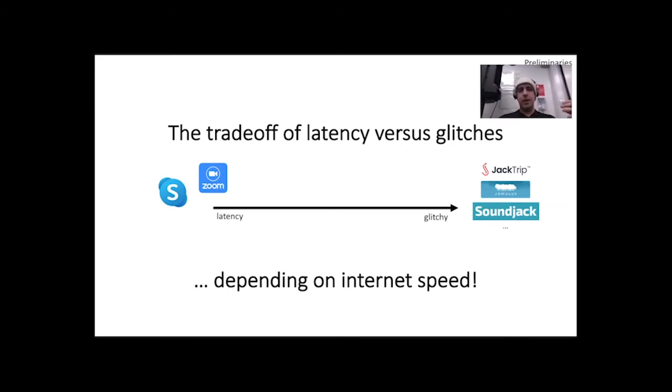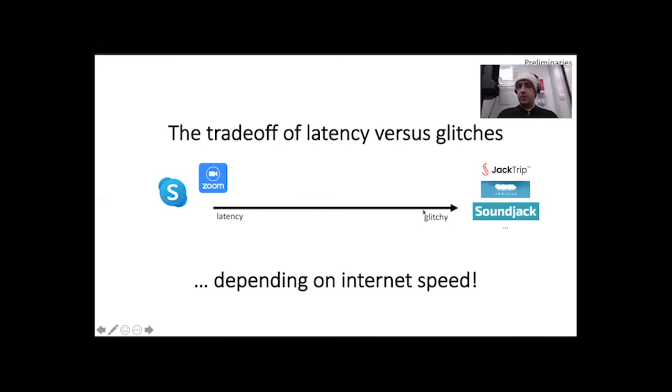That gives time for the program to sort of piece together a smooth experience, and as long as the internet is okay, you won't have any dropouts. You'll have a consistent picture and a smooth audio experience. But as you'll know, if you've ever tried, the latency is too large to play music in these programs.